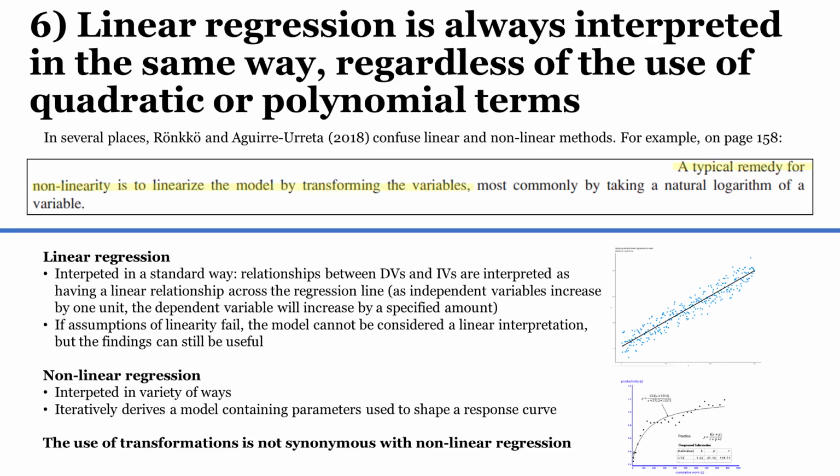Sixth, the authors seem to confuse nonlinear and linear regression. This confusion is evident in several places. For example, they encourage researchers to switch from nonlinear to linear models through univariate transformation. They state, quote, "A typical remedy for nonlinearity is to linearize the model by transforming the variables," close quote. They then advocate the natural log univariate transformation for this purpose.